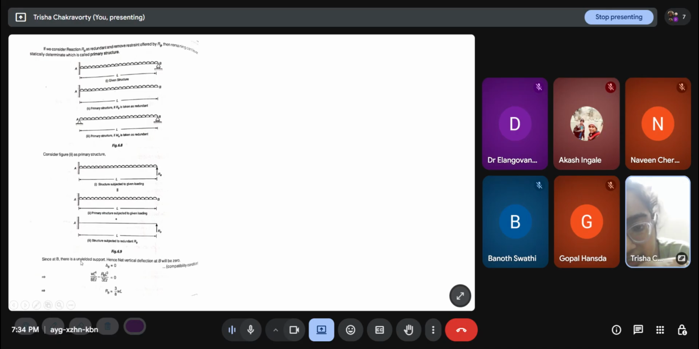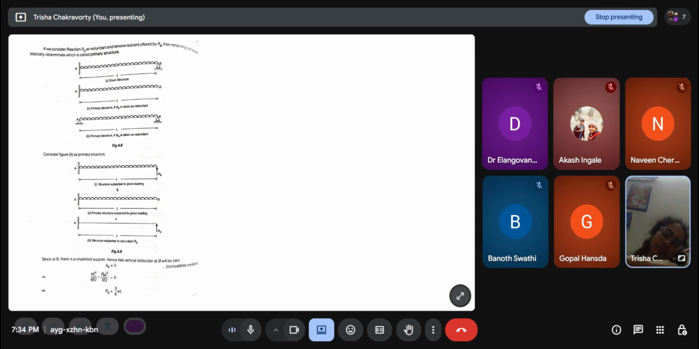Since at B there is an unyielded support, at B we have a roller support. And what does a roller support say? That I am not going to allow vertical deflection at the point where the roller is. So the net deflection at B has to be zero somehow. So I imagine that first there is no force at B, it's a cantilever. I put a UDL, it deforms.